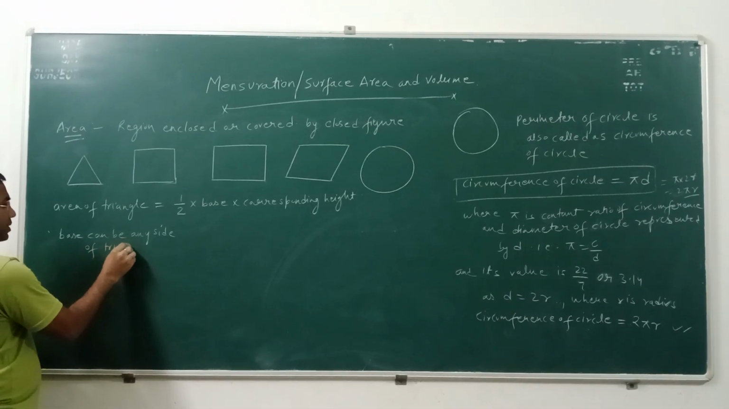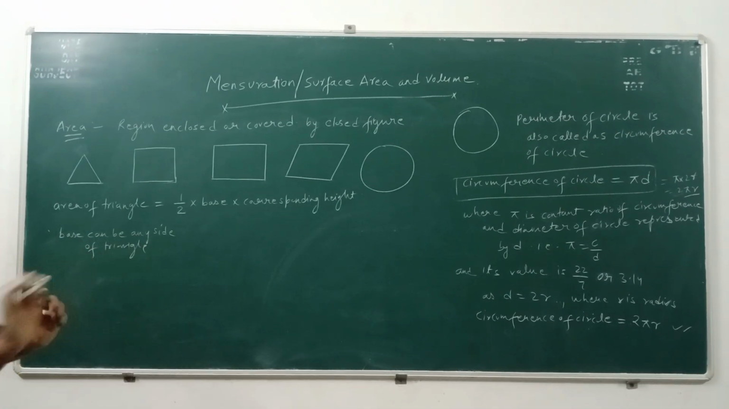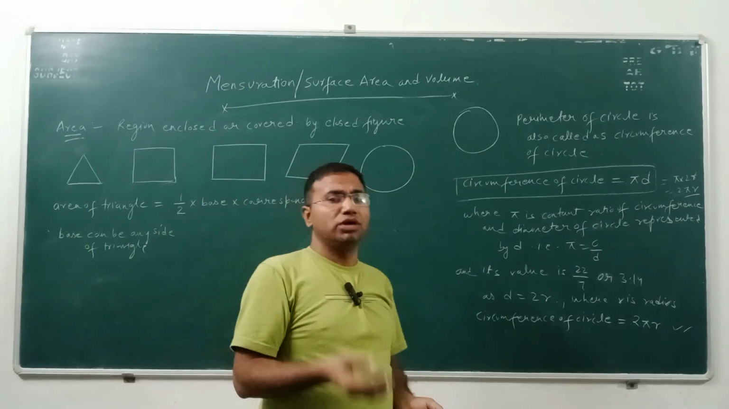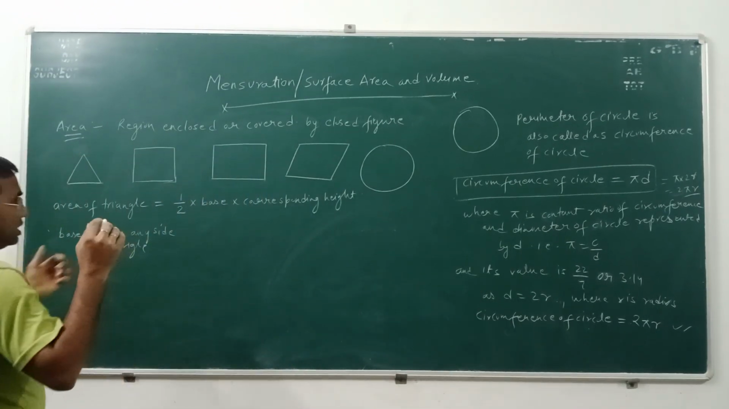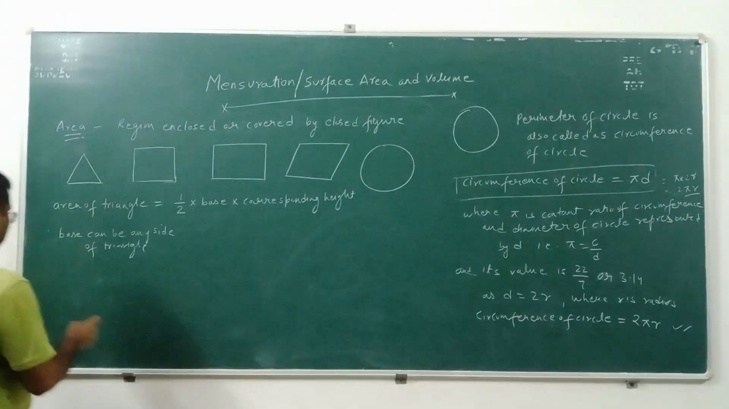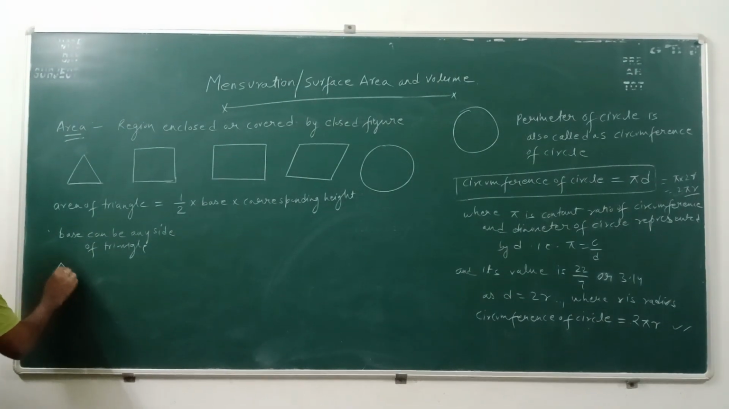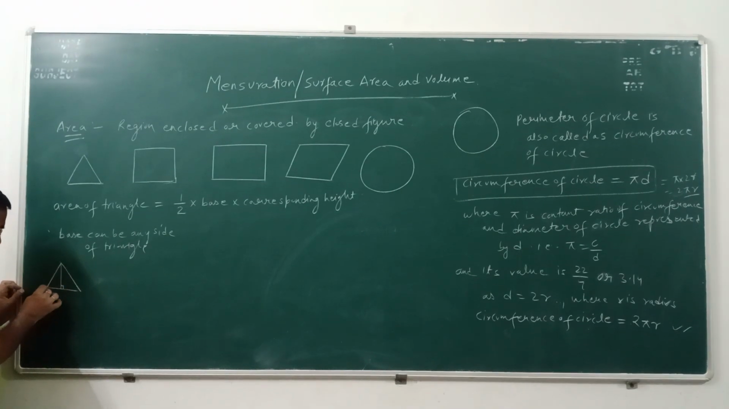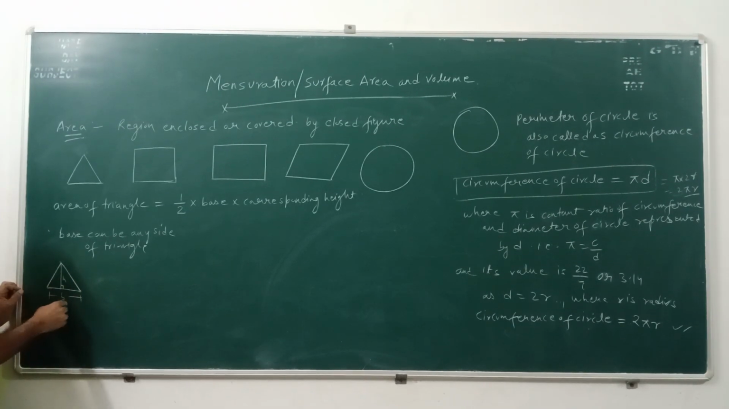Base can be any side of a triangle. Means there are three sides, so any one side can be called the base. Now which side will we call the base? Suppose a triangle is drawn. Now I have made a perpendicular line here. The side where the perpendicular line is drawn is called height. Suppose this is the height, then this is called the base.